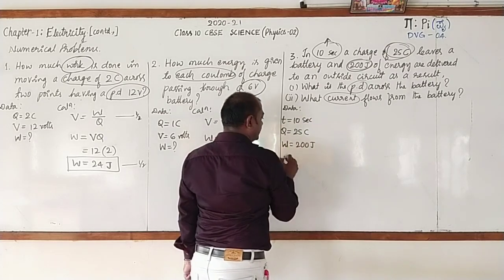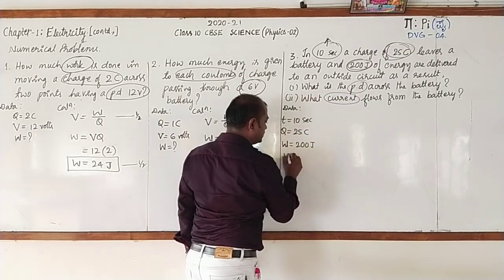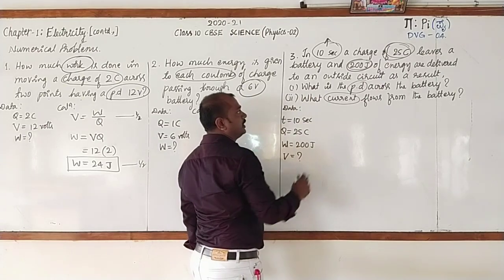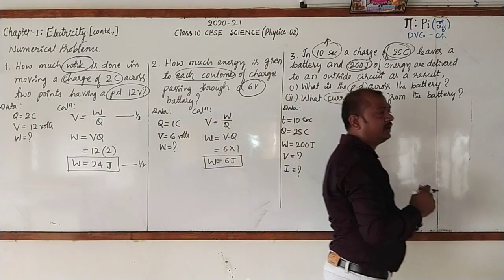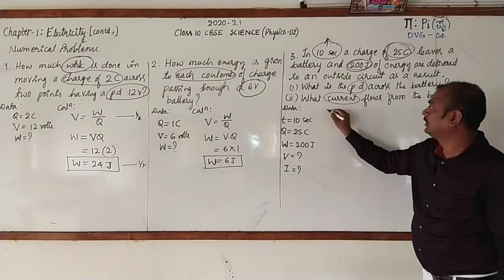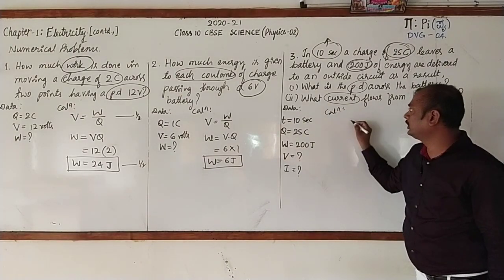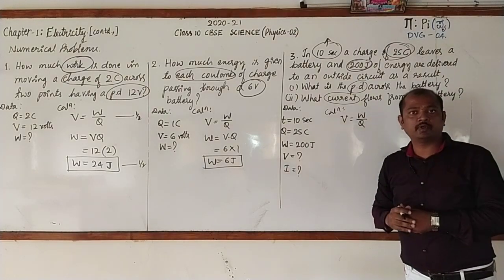You are going to find out the first one. What is the potential difference? Potential difference is V, and the second one is current I. We have formulas to find out both voltage as well as current. Then what is the voltage formula? V is equal to W by Q, that we have already learned.